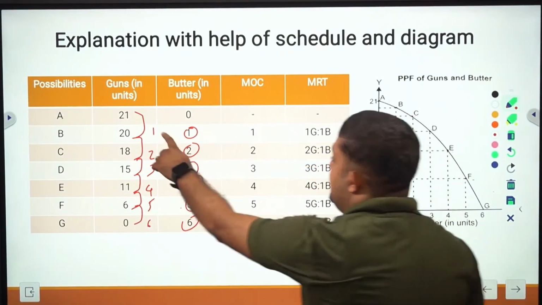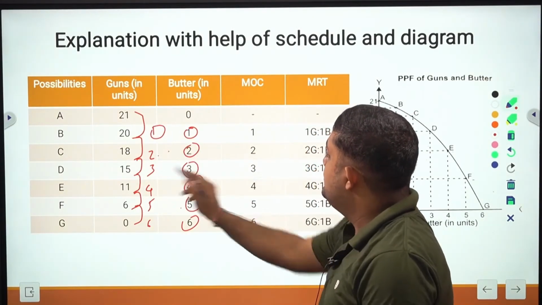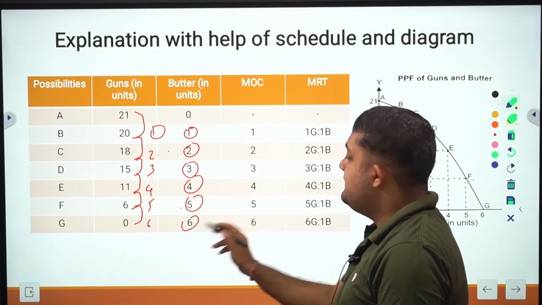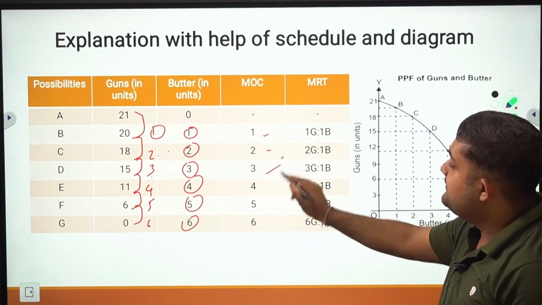So basically these are the MOC. So here, for every unit of the commodity, this is our MOC: 1, 2, 3, 4, 5, 6. Okay? So these are the MOC.